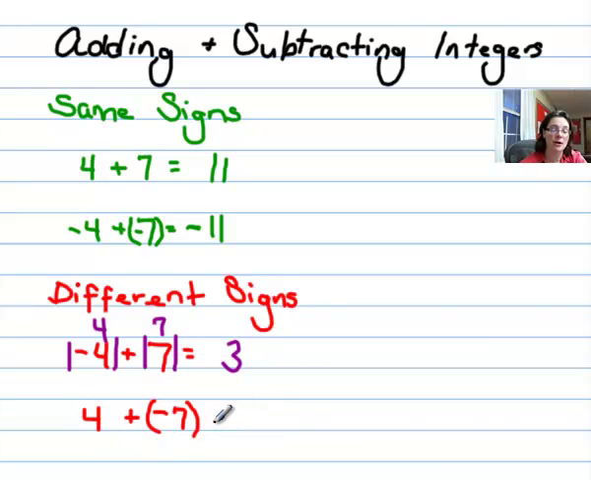If I go to the next problem, kind of the same idea. Let's find the absolute value of each. The absolute value of 4 is 4. The absolute value of 7 is 7. I'm going to find the difference between the two again. So 7 minus 4 equals 3. But this time I'm going to look and see that the bigger number is negative. So I'm going to take that negative sign and put it right onto my answer.